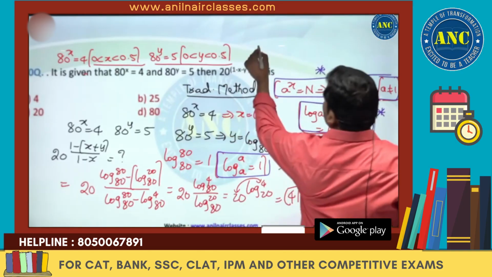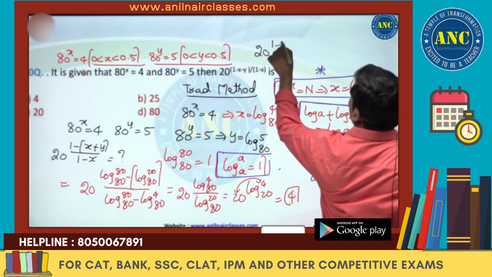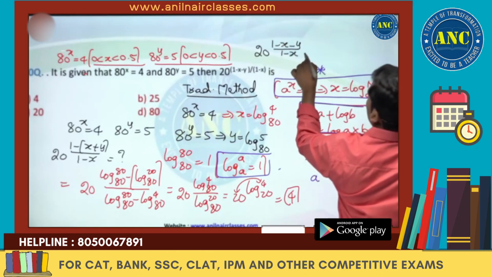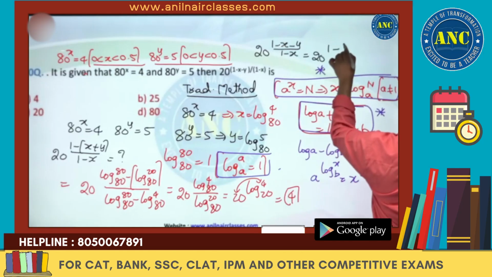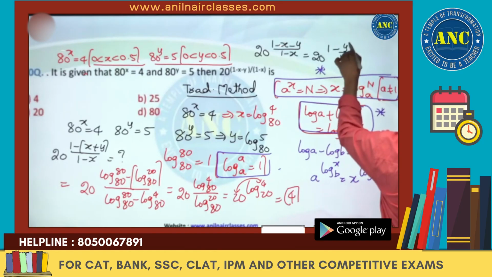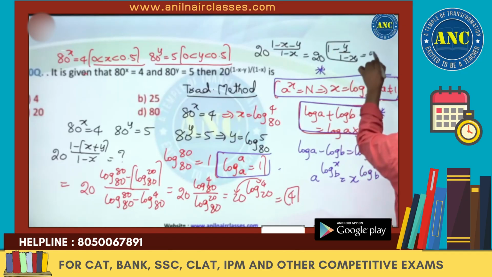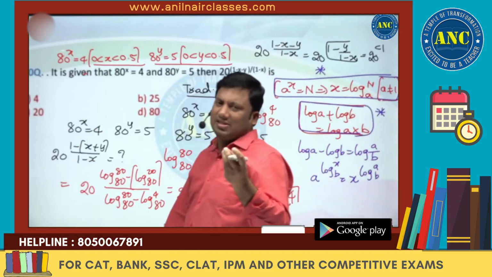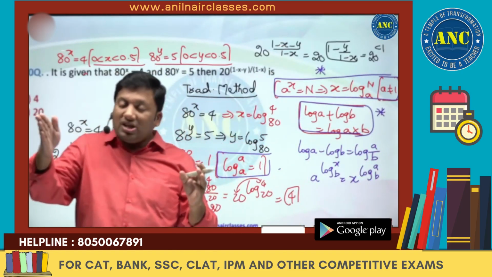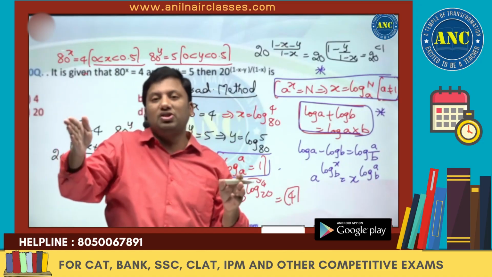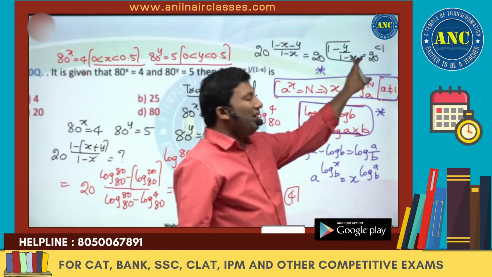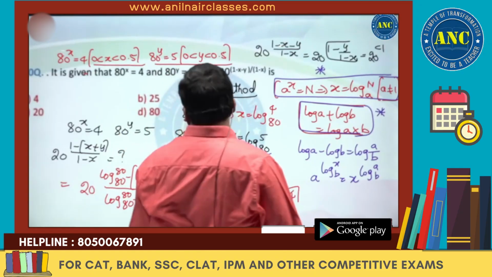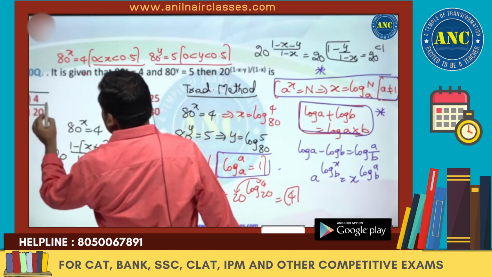Now if I solve like this, 20 power of (1 minus x minus y) divided by (1 minus x), that is 20 power of (1 minus y) by (1 minus x). 1 minus something, that means the power should be less than 1. Y is a fraction, 1 minus x is also a fraction. 1 minus a positive value will be less than 1. 20 power 1 is 20, so 20 power less than 1 means the answer should be less than 20.